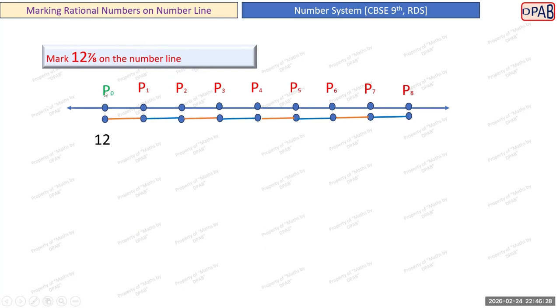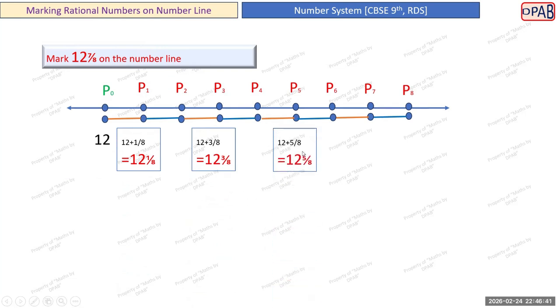So stop here now. Mark the first point P0. Instead of 0, you should mark it as 12. And then this is 12, 1 by 8. Okay, so 12, 1 by 8, we are marking it here. Here it is 12, 3 by 8 as P3. Then 12, 5 by 8 as P5 and 12, 7 by 8 as P7 and finally 12 plus 8 by 8. 8 by 8 is 1, so 12 plus 1 equals 13.